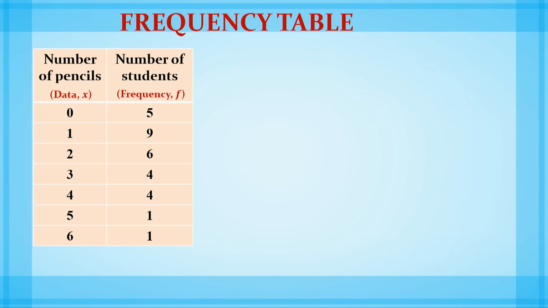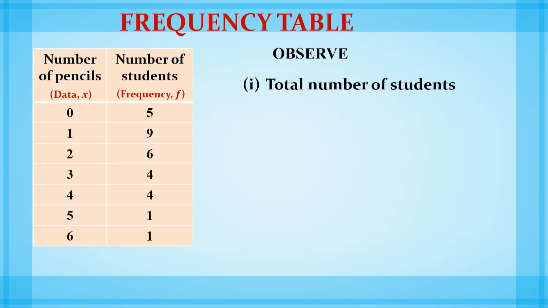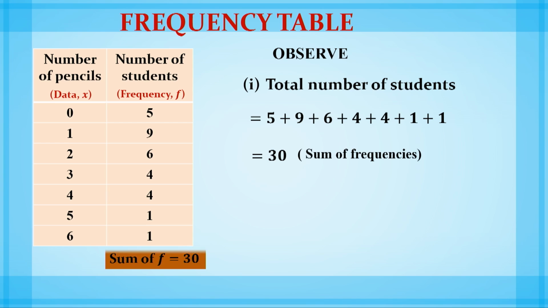Now, from the frequency table, observe the total number of students is equal to the sum of all values obtained in the column representing frequency, which is equal to 30, implying the sum of frequencies, or sum of f, is equal to the total number of students, which is 30.